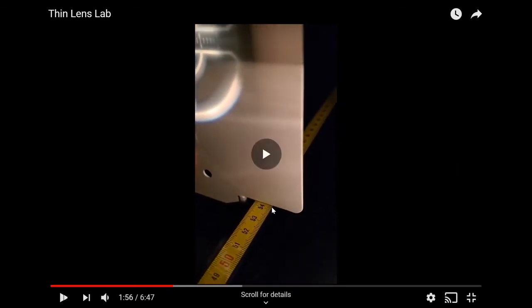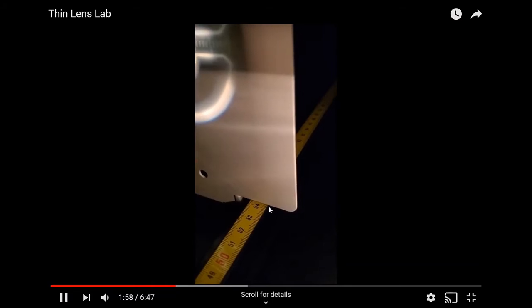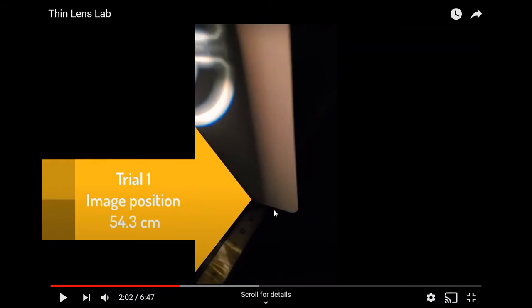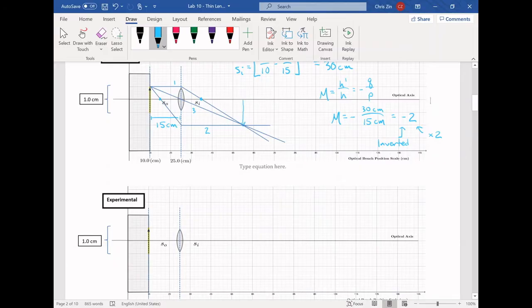When the image came into focus, the viewing screen was placed at 54.3 centimeters. So then I'm going to go back to my lab packet and make a note that the image position was 54.3 centimeters. Okay, so that tells us the image position. The image is going to be located roughly right here.